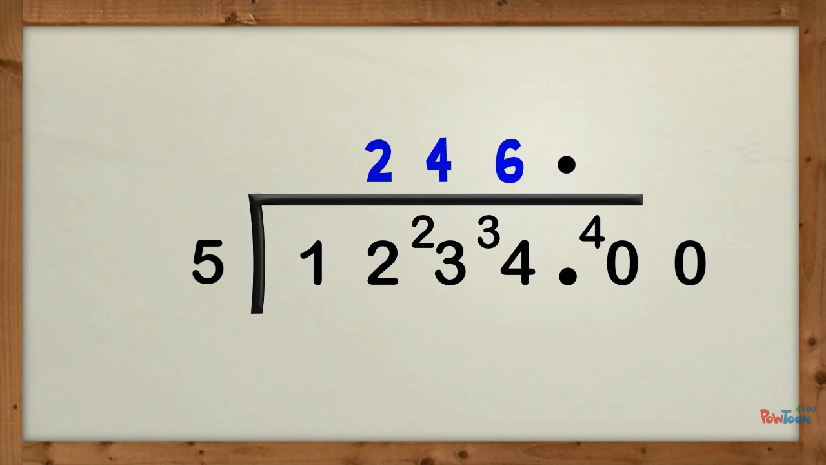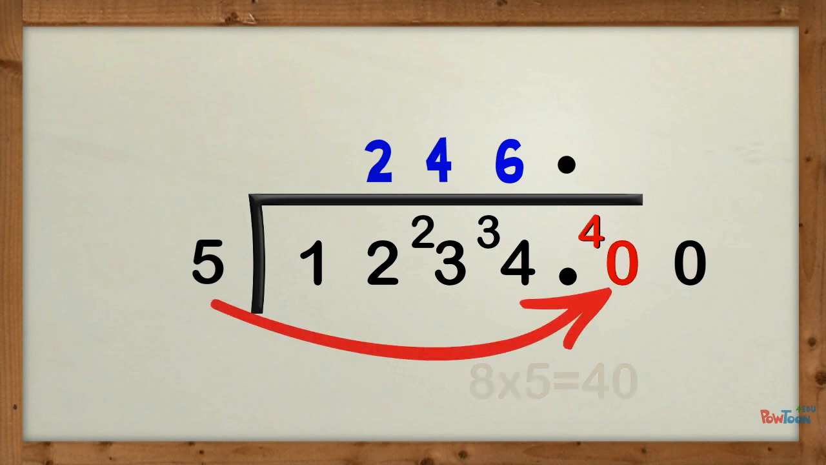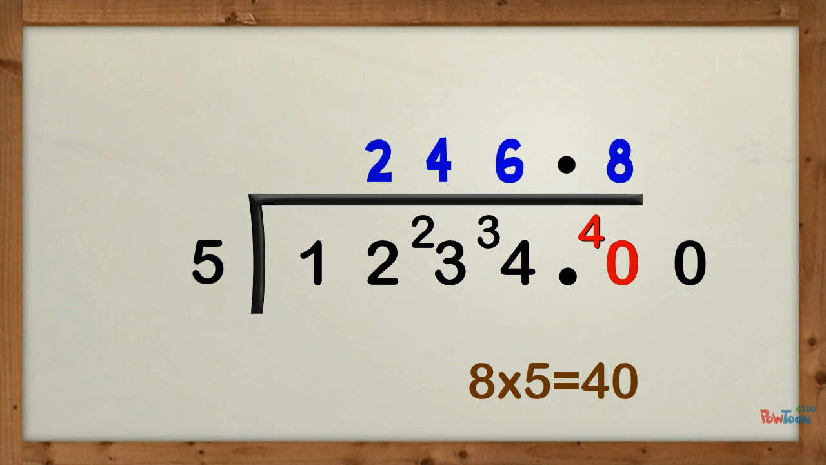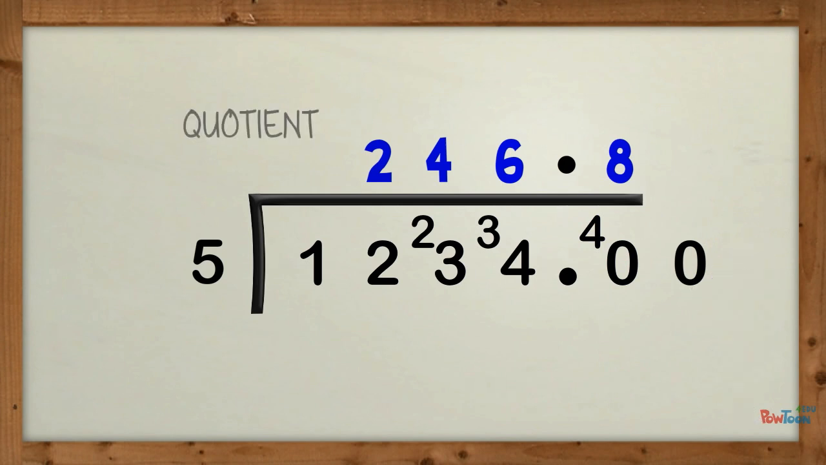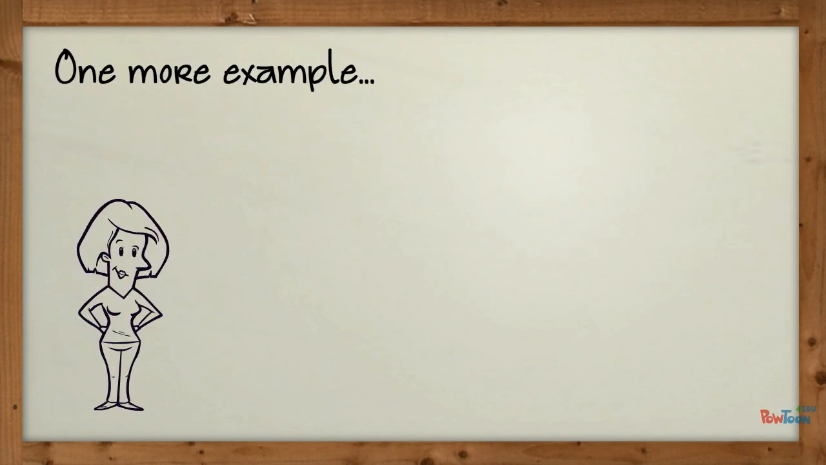We say, how many 5s in 40? 8 5s are 40. Put the 8 up on the answer line. There's no remainder this time. So I did not need that extra 0 after all, and that's okay. It was there if I had needed it. So we have our quotient, our answer of 246.8.